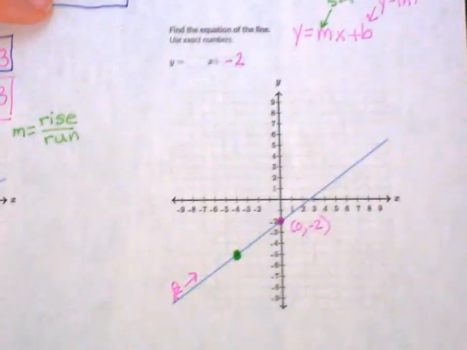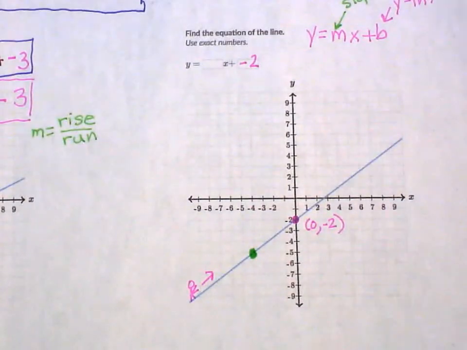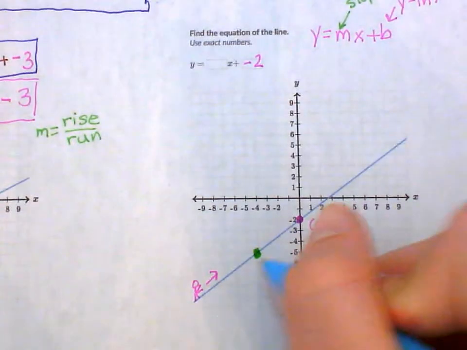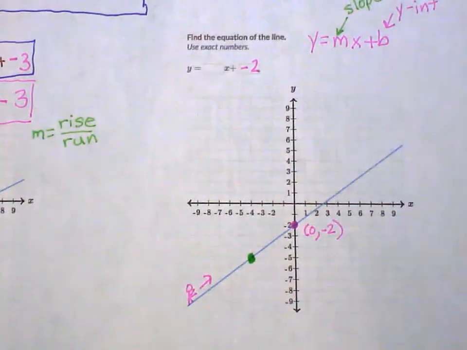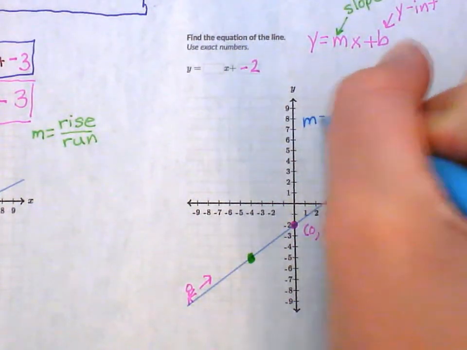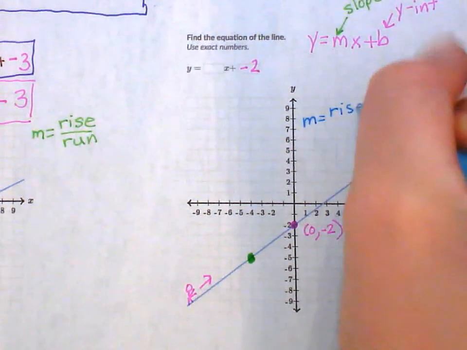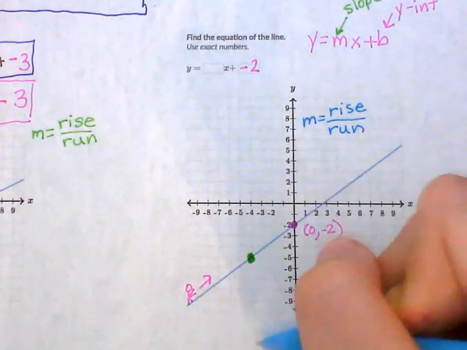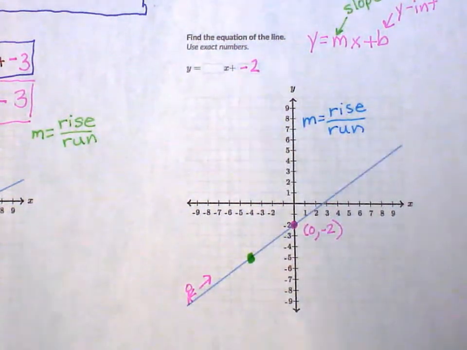Okay, so graphs, we read from left to right. So start with the left dot. And remember, slope, m, is rise over run, change in y over change in x. So first we go up or down, then we go left to right.